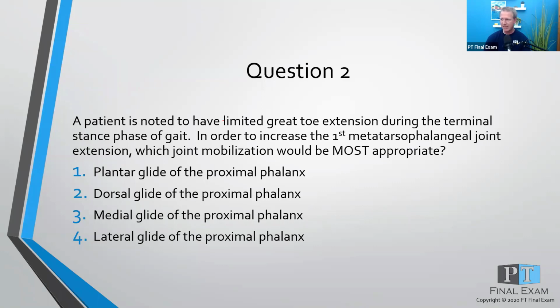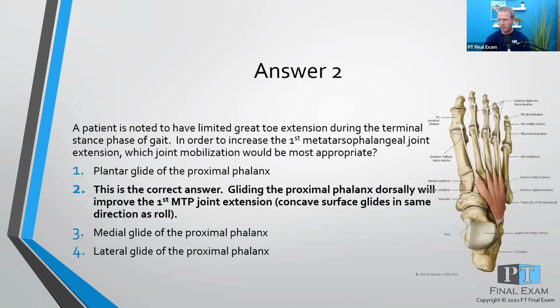Patient is noted to have limited great toe extension during the terminal stance phase of gait. So you know that during terminal stance, you require a great deal of great toe extension in order to increase first MTP joint extension, so your big toe. In order to go through full extension, which joint mobilization would be most appropriate? The correct answer is a dorsal glide to improve first MTP joint extension.